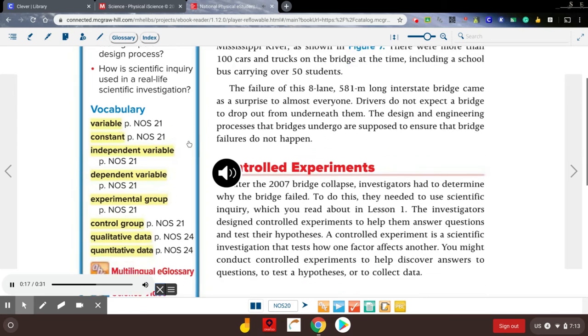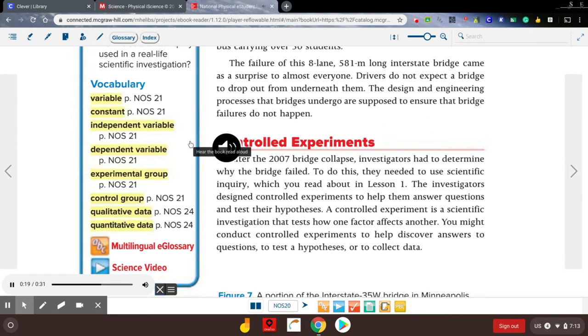Vocabulary. Variable. Constant. Independent variable. Dependent variable. Experimental group. Control group. Qualitative data. Quantitative data.